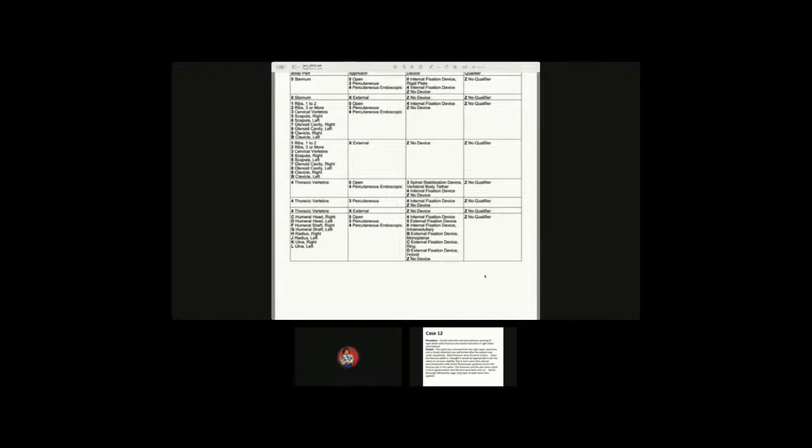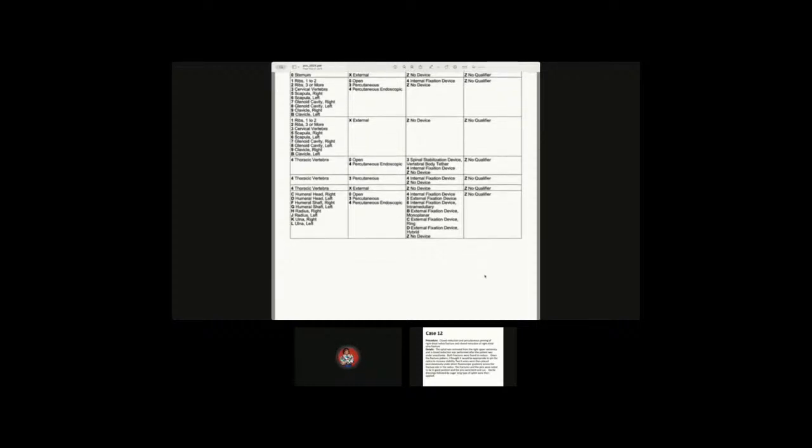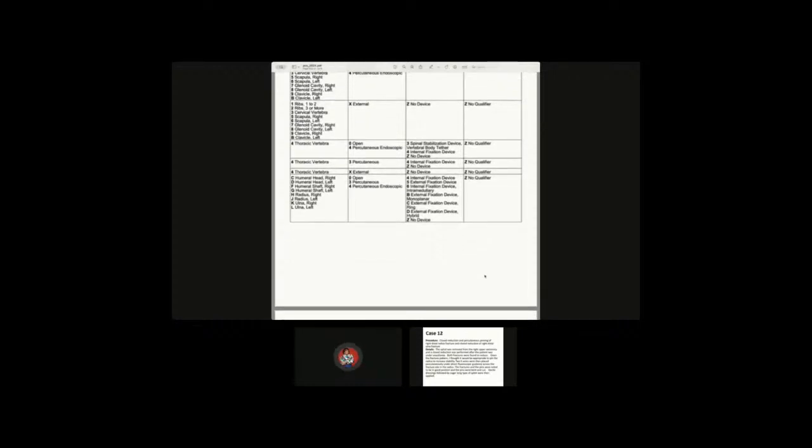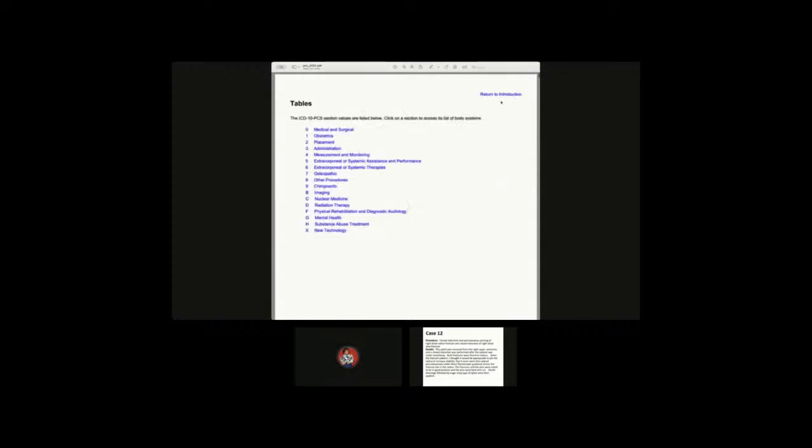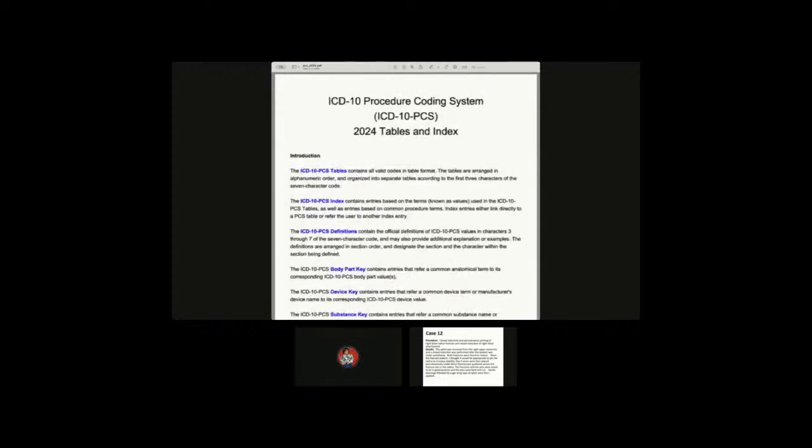So I want you to notice something. I don't see external in this first table. Could there be more? Why, yes, there is. All right, so we're looking at the ulna here. The approach is external, no device, no qualifier. For the ulna, 0PSKXZZ. Fun, fun, fun. All right, back to the top, return to the introduction.